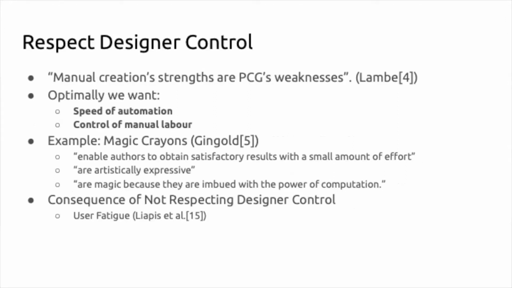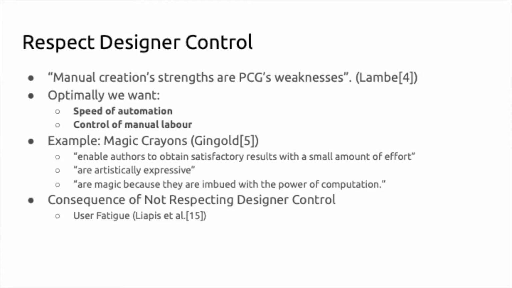Lambie states, manual creation strengths are PCG's weaknesses. Manual methods give the control the designer ultimately wants, but do not provide the automation and potential speed up in work process that some PCG tools can provide. Thus, the impossible sounding goal is to create a tool that works with the speed of automation and the control of manual labor. Jingold's Magic Crayons embody this approach as they enable authors to obtain satisfactory results with a small amount of effort, artistically expressive, and are magic because they're imbued with the power of computation.